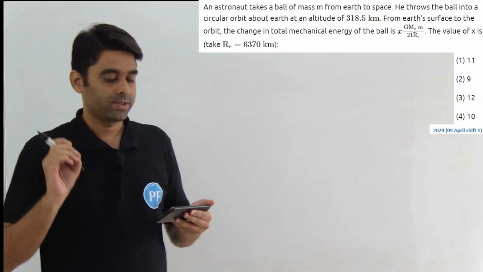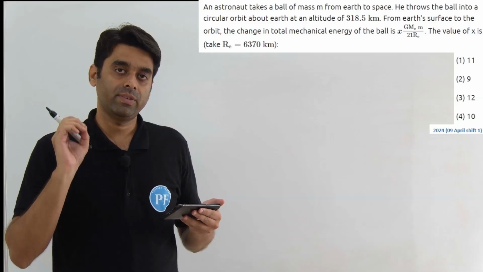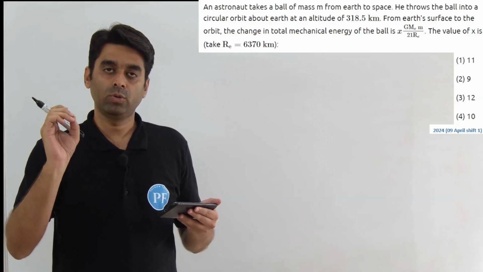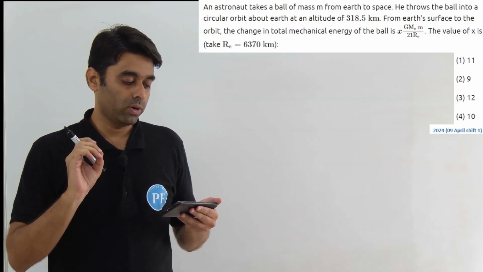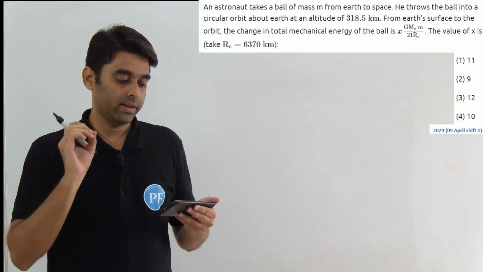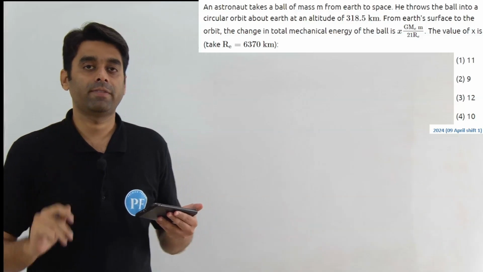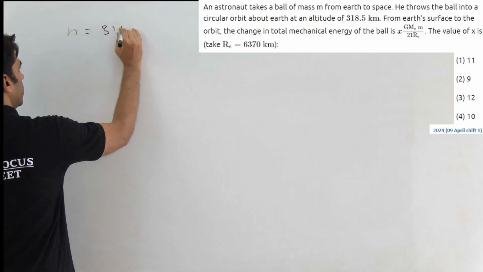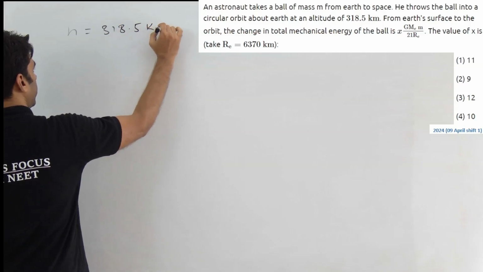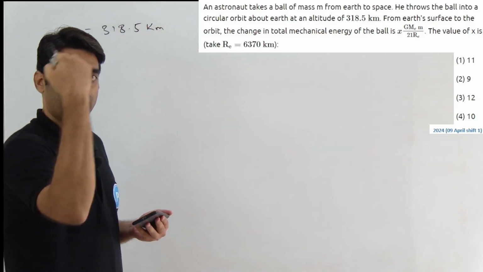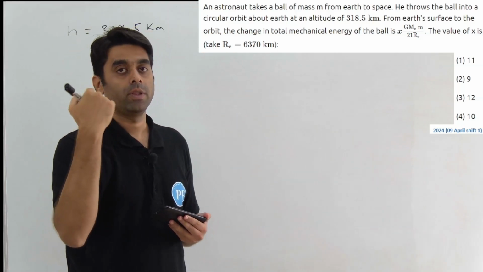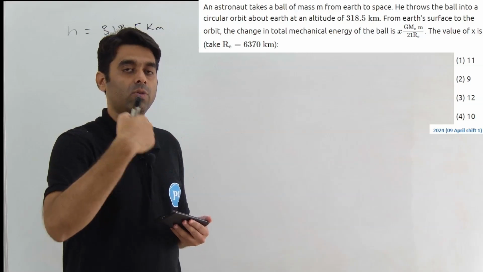Yes. So let us take a look at the question. The question says, an astronaut takes a ball of mass small m from Earth to space. He throws the ball in a circular orbit about Earth at an altitude of 318.5 kilometer. Altitude is given. That means h is 318.5 kilometer given. So at a height of 318.5 kilometer, the mass will be moving around in the orbit, basically a circular orbit around Earth.